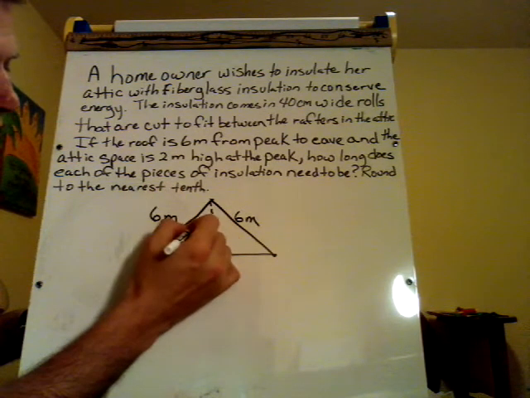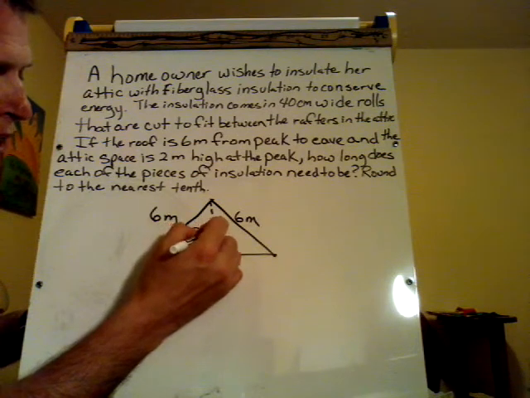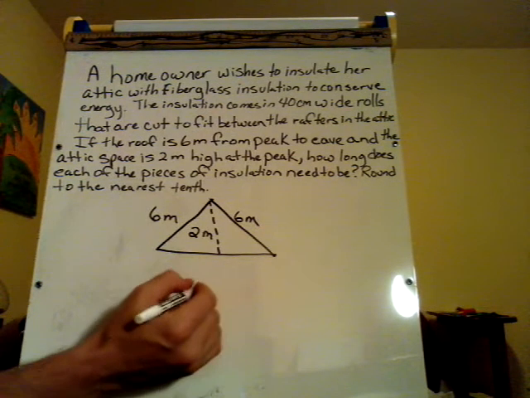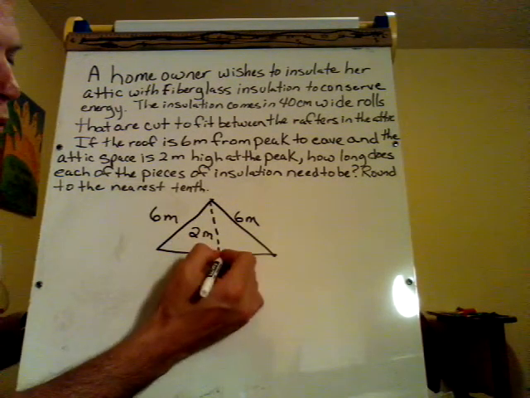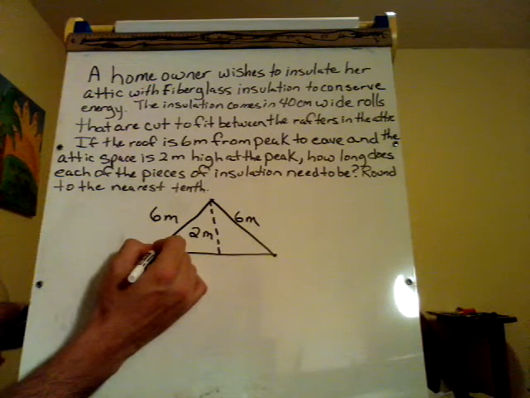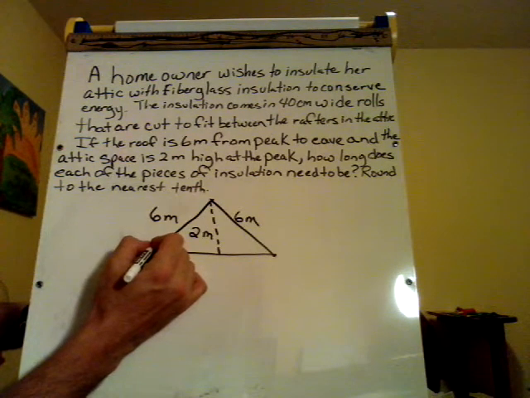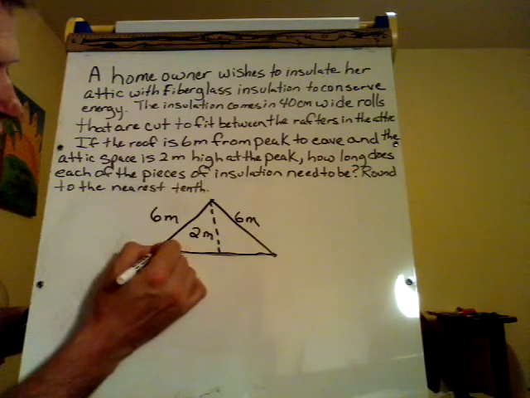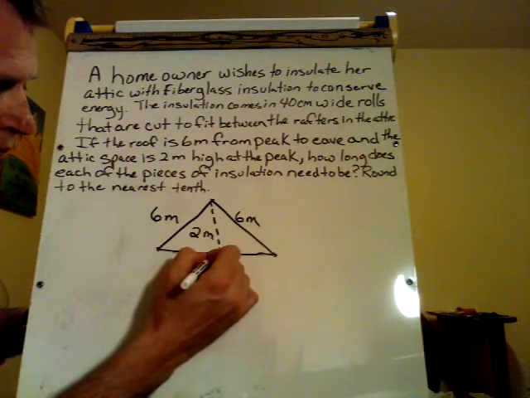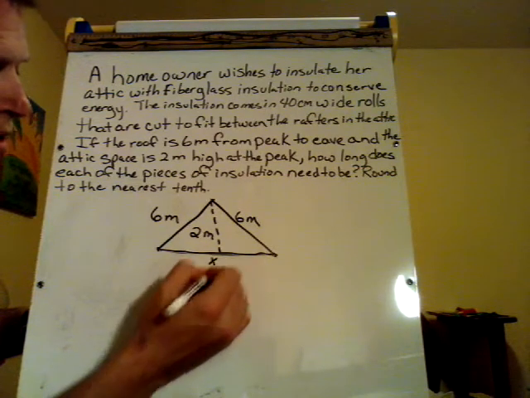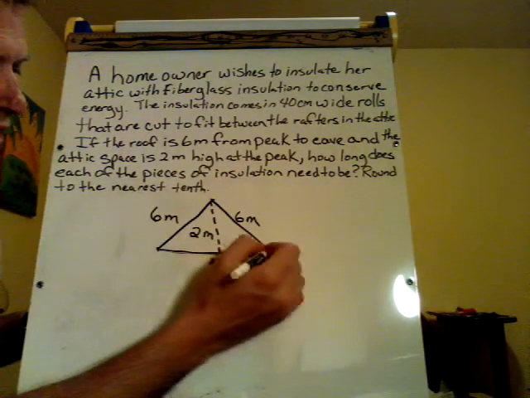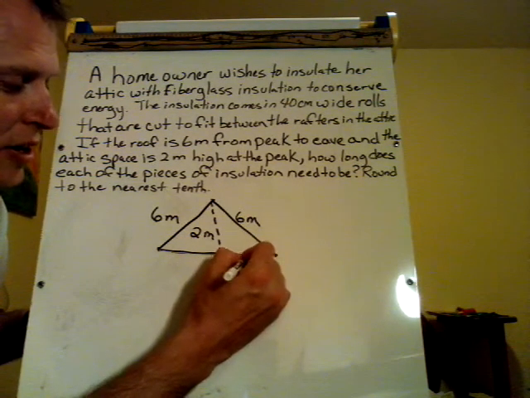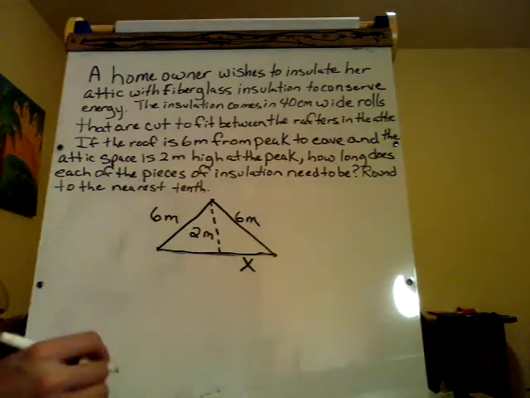We know this space right here is 2 meters because it says attic space is 2 meters high at the peak. So in order to find how long each of the pieces of insulation needs to be, which would be from here to here, we need to find all this. We would label this X. So what I do is I divide this in half, and I would want to find just a little portion of this to make it a little easier. So I would put my X right here.